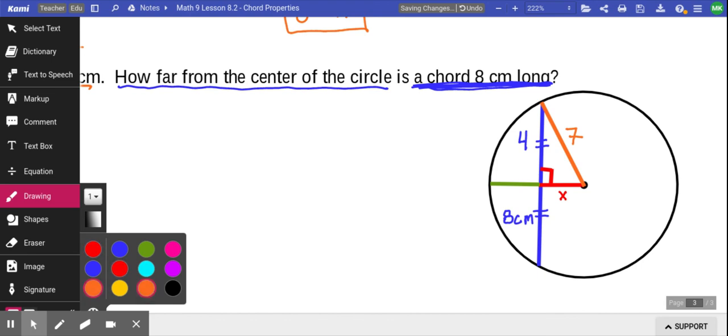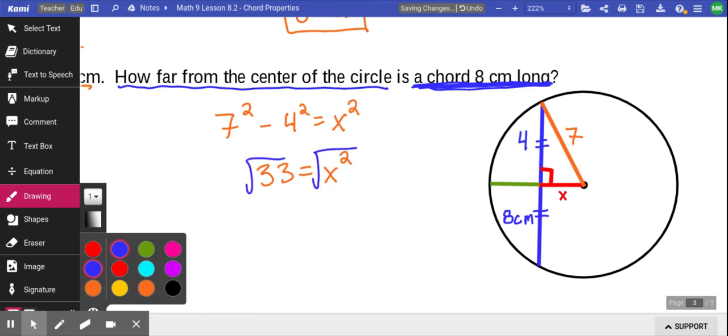We could do Pythagorean theorem. So we're going to do 7 squared minus 4 squared equals x squared. You throw that in your calculator. You should get 49 minus 16, which is 33, equals x squared. You square root both sides. And you get the square root of 33, 5.7. So the distance from the center of my circle to my chord is 5.7.